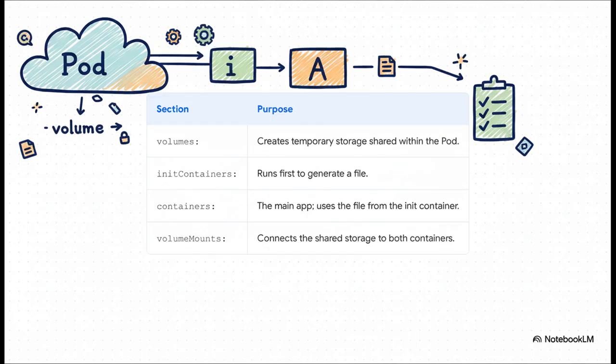Here's the bird's eye view of our file. You've got 4 main parts to pay attention to. We've got volumes, which sets up a little shared folder for our containers. Then you have the init container section. That's where our setup work happens. Next is the main container section for our actual application. And finally, volume mounts, which is like the glue that lets both containers see that shared folder.